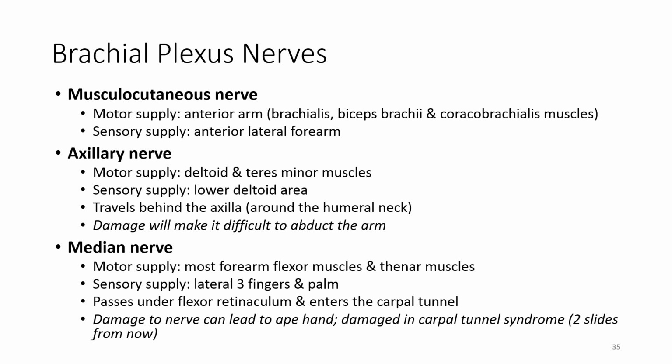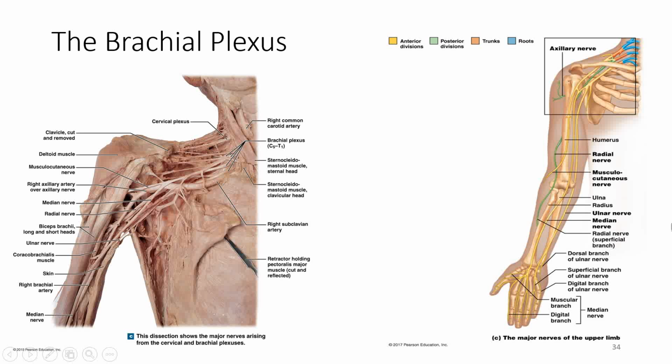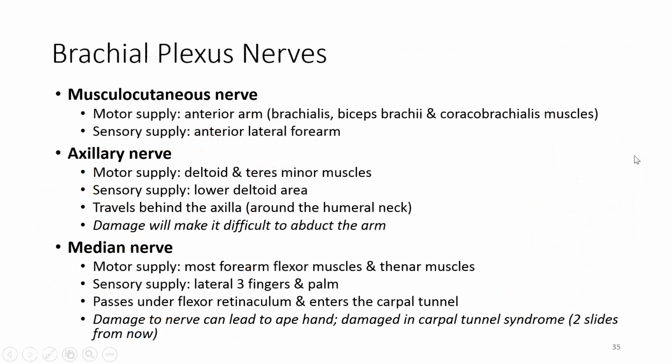So we already talked about these different nerves. I'm going to run through these just real quick. So musculocutaneous motor supply is the anterior arm. Axillary nerve motor supply is deltoid and teres minor muscles. So again, you can see that up here because there's that axillary nerve way up at the top, posterior division.